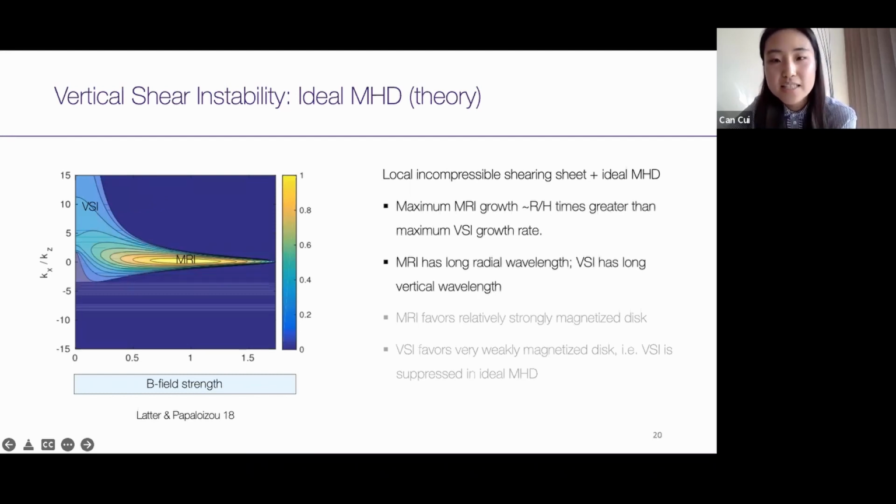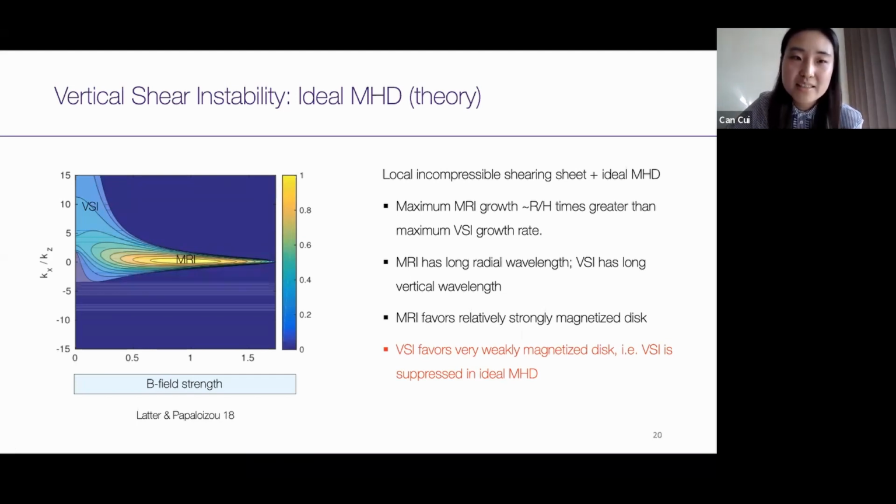He found that the maximum MRI growth rate is much greater than the maximum VSI growth rate. The MRI has very long radial wavelengths, while the VSI has very long vertical wavelengths. The MRI favors relatively strong magnetic fields, but the VSI favors very weak magnetic fields, which means the VSI is suppressed in the ideal MHD regime.